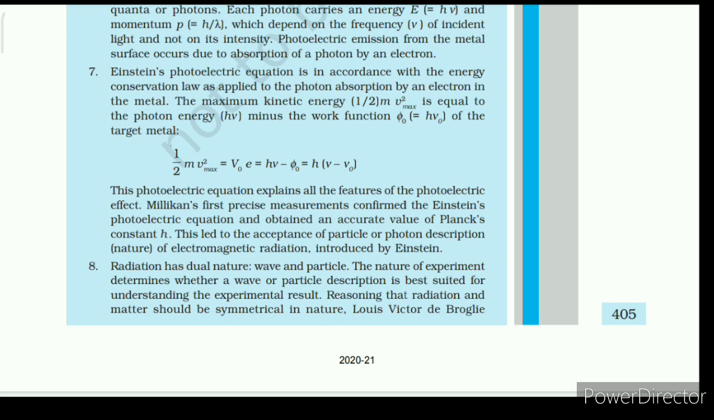Number 6. The wavelength of matter wave given by lambda is equal to h upon p has physical significance. Its phase velocity, v p, has no physical significance. However, the group velocity of matter wave is physically meaningful and equals the velocity of the particle.